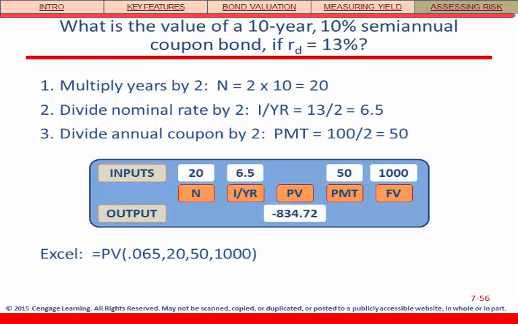So what's the value of a 10-year, 10% semi-annual coupon bond if R is 13%? Make sure you multiply your years by 2 here. So you get 20 for N for semi-annual periods. Your I is going to be that 13% divided by 2, or 6.5% for semi-annual yield to maturity. Your payment is going to be 10% coupon rate times par, which is $100, but then divide that by 2. And then you get $50, and then remember that par stays the same. So you solve for present value, and you get a price of $834.72.